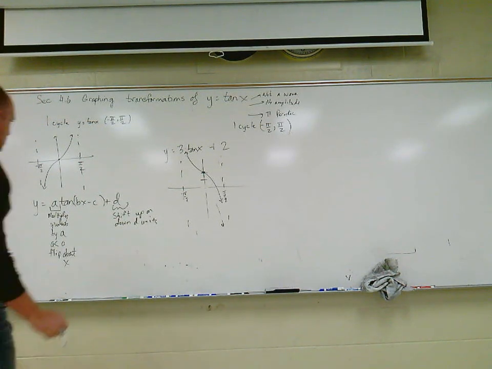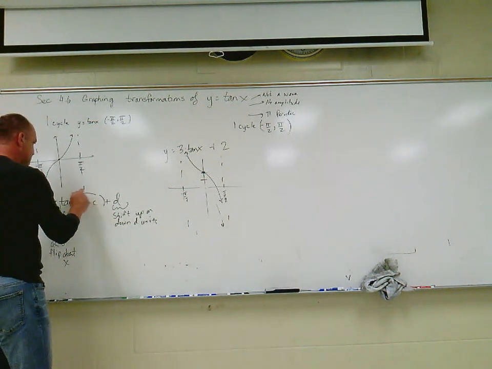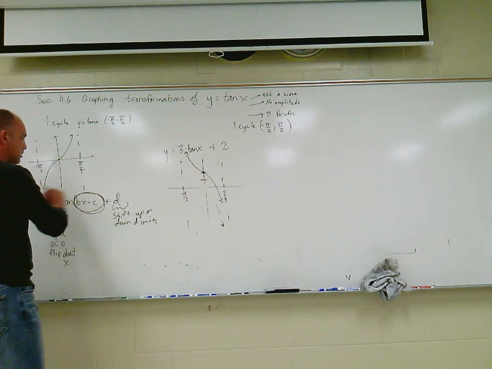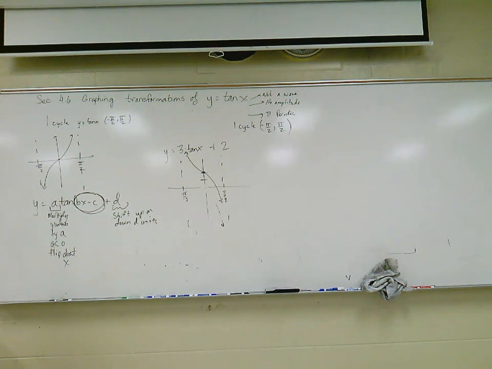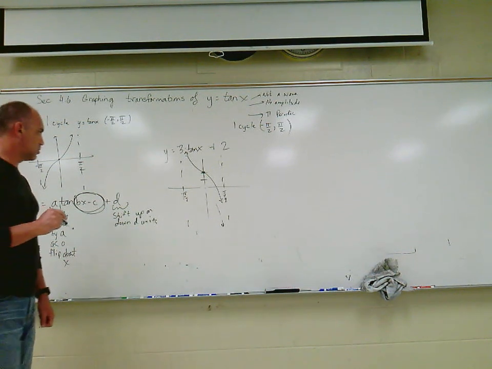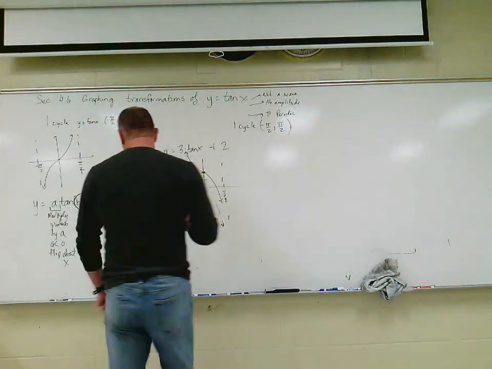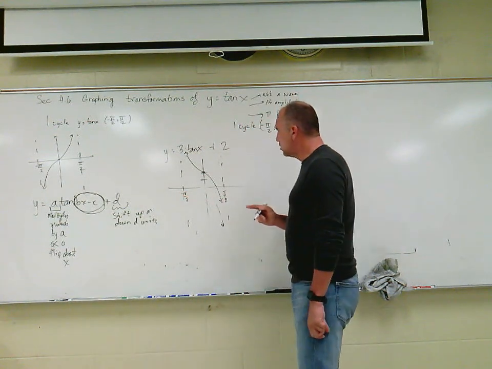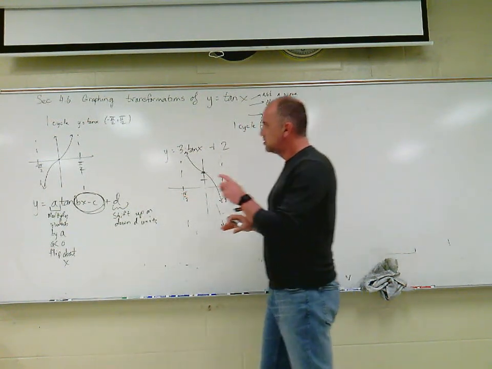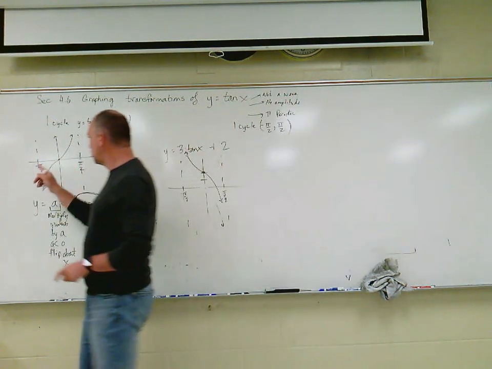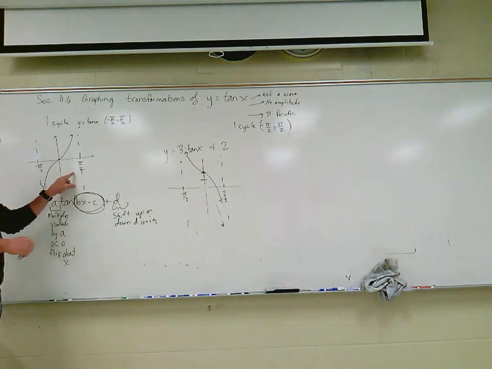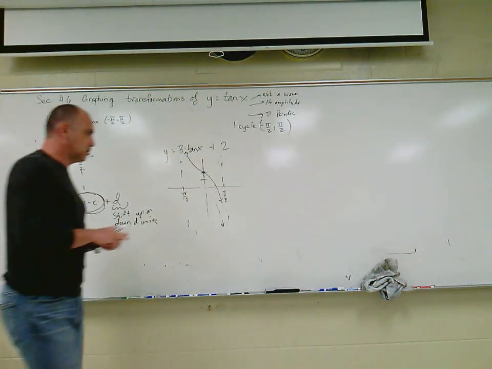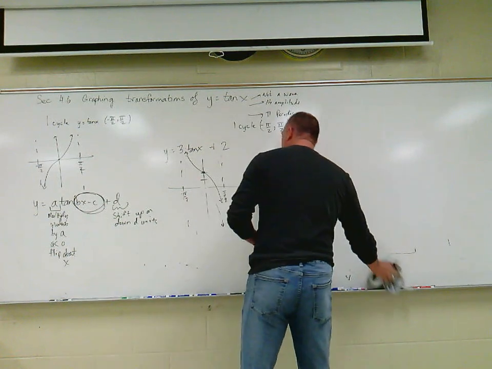So now the big question is, how do we handle this? You're going to handle this the exact same way that I taught it with sine and cosine, okay? Except for tangent, a cycle starts at negative pi over 2 and ends at pi over 2. So we'll erase this example problem here.